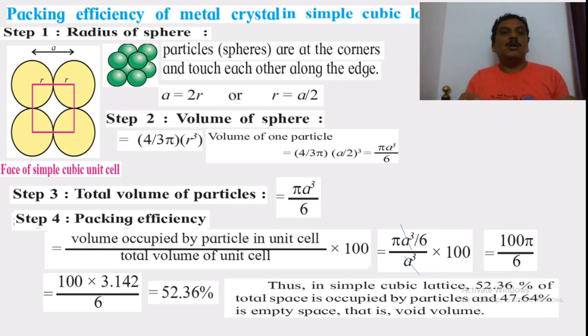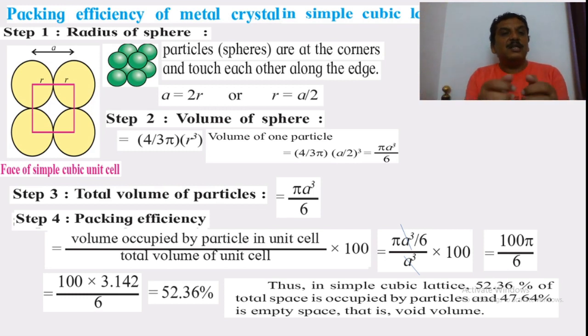And it is very important to note the relationship between the edge length and the radius: r is equal to a by 2, and r is equal to 0.5a. We can write 0.5a because 1 upon 2 is 0.5. Hence for simple cubic lattice r is equal to 0.5a, and 52.36% volume is occupied and the remaining volume is unoccupied. That means empty space is available.